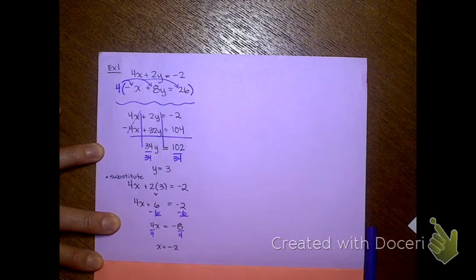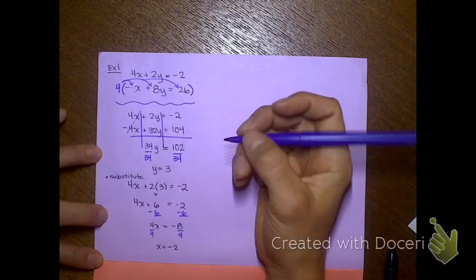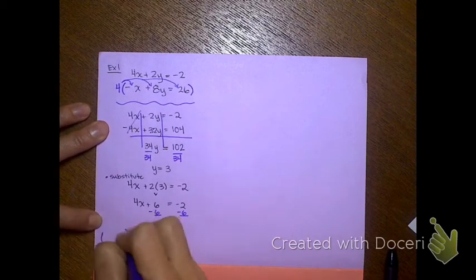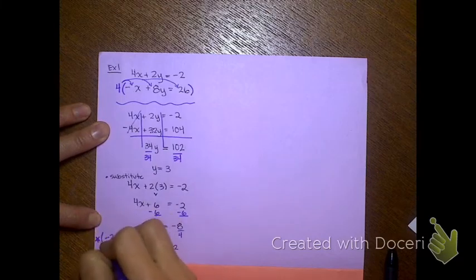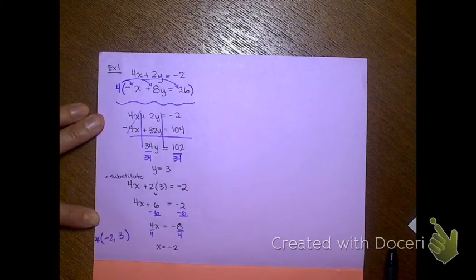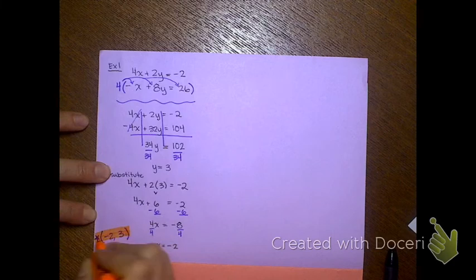Negative 2. Not the ordered pair, just the x right now. Negative 2 is my x. So remember, negative 2 is not the answer, and 3 is not the answer. It's the ordered pair that is the answer. The ordered pair I always have to write in the form x, y. So I write the x first, and then the y next. The x is negative 2, and the y is 3. And so this is my actual answer, this ordered pair.